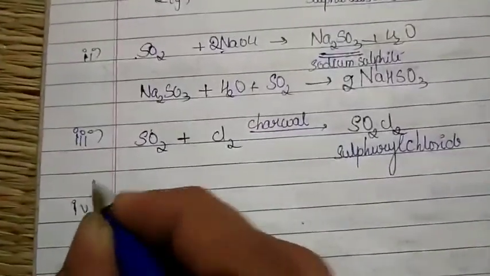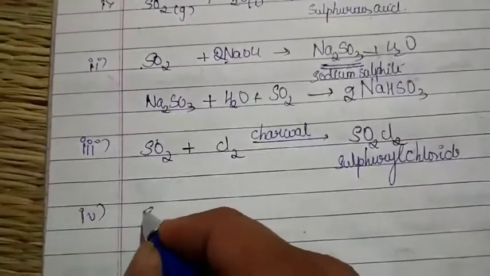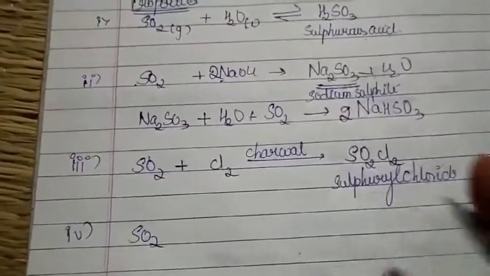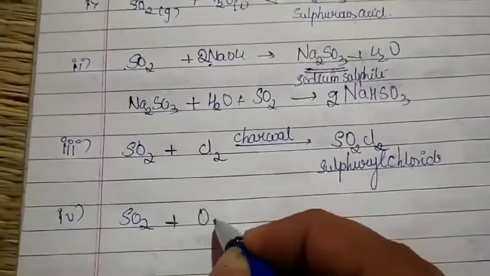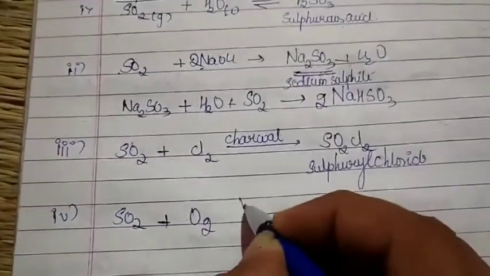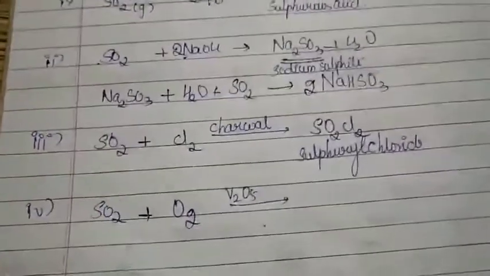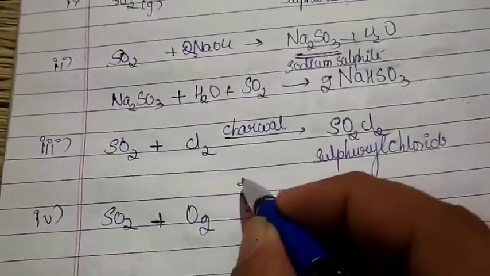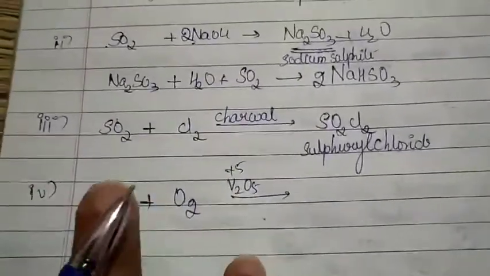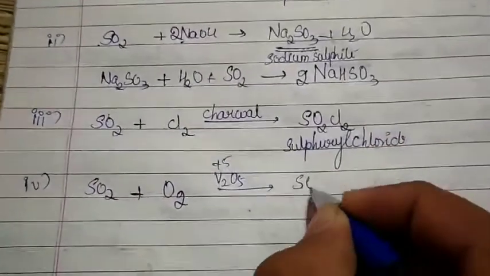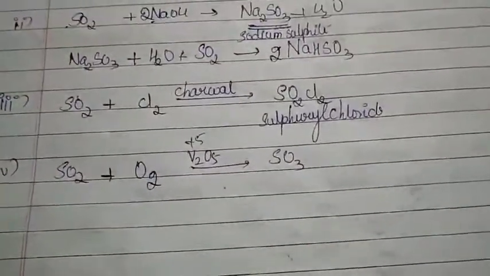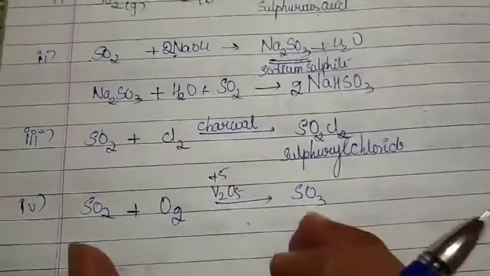Of course, this sulfur dioxide, SO2, is also oxidized to SO3. Whenever your SO2 is going to react with your oxygen in the presence of vanadium pentoxide catalyst, where vanadium is in the +5 oxidation state, of course this is an oxidation reaction, so your SO2 gets oxidized to your SO3. Very much important part, this reaction.